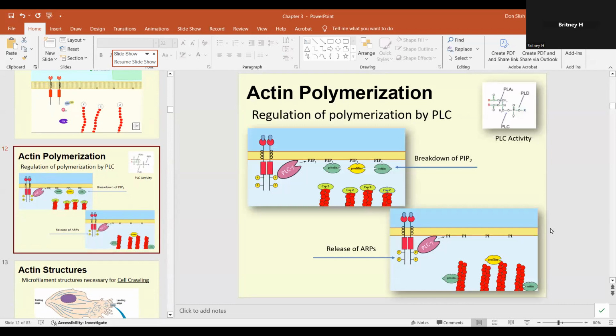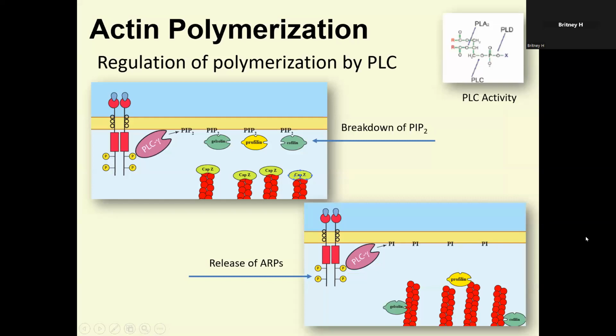Now the other thing, and this is not an animation, this is just some static figures I made. The other thing that PIP2 turnover is doing is releasing some enzymes. They're off right now. They're turned off because they're sequestered here on the membrane, and they've got nothing to do, so they're just hanging out here. So you've got your gelsolin cutting in the middle, profilin, and cofilin, ADF cofilin. These are all enzymes that are kind of turned off by being bound to PIP2.